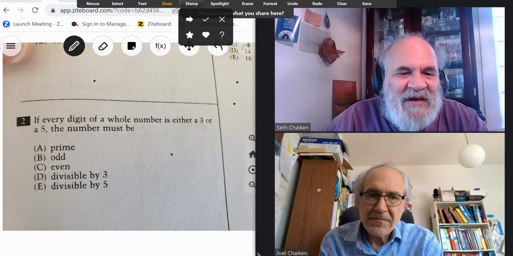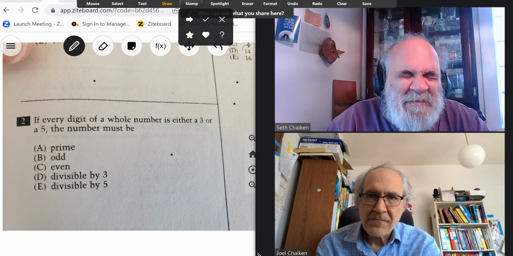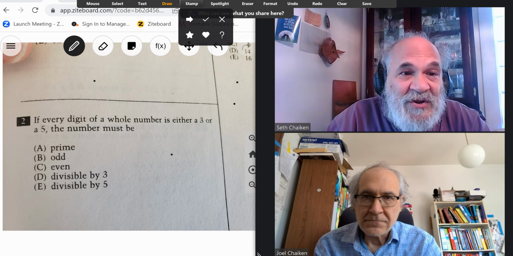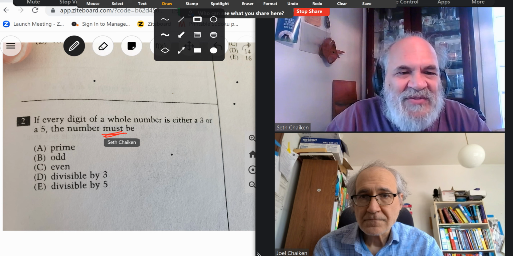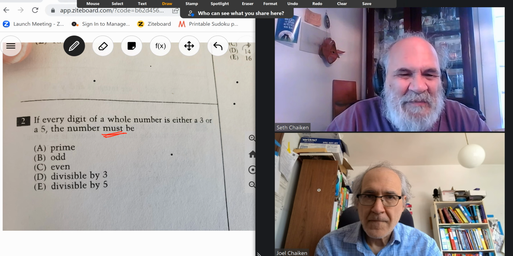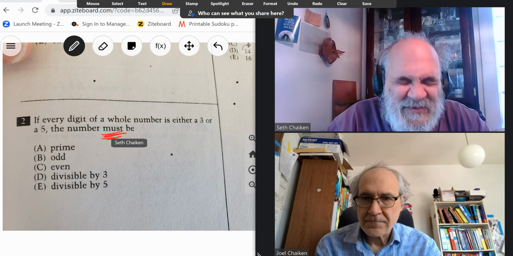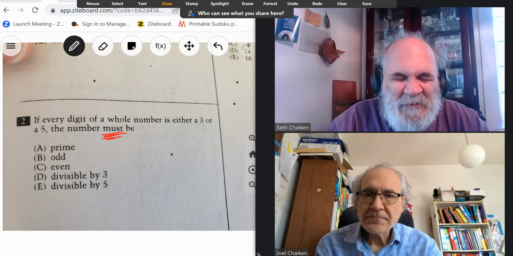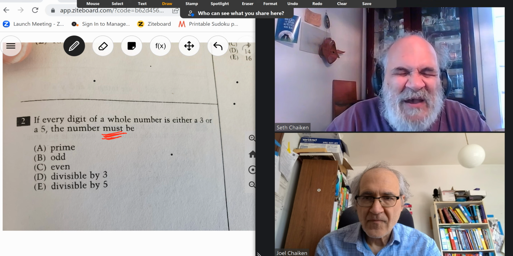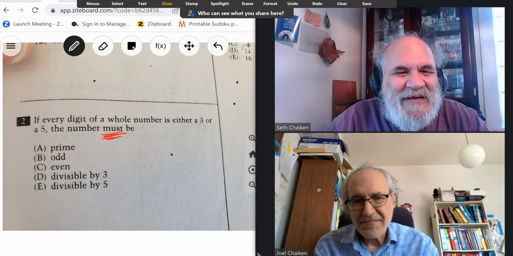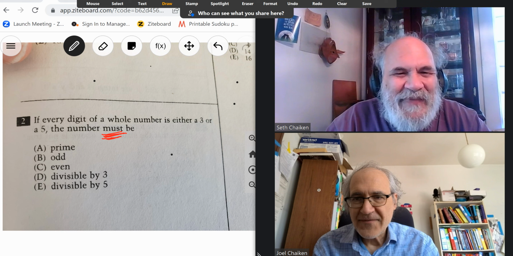Right. Yeah. And you have to be able to figure out whether you could decide, whether you could conclude that the number must have one of these properties, when you know something about the decimal digits, when the number is written in base 10. Right. So there's a lot of this. Yeah. So if every digit of a whole number.